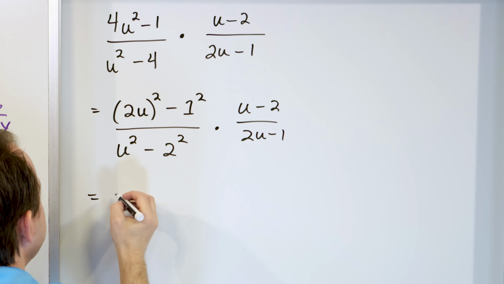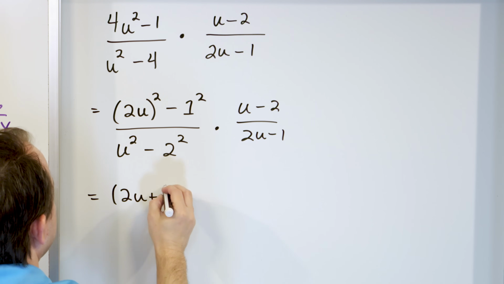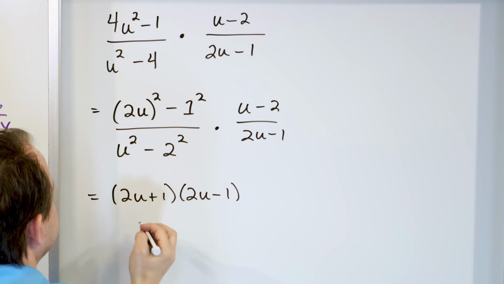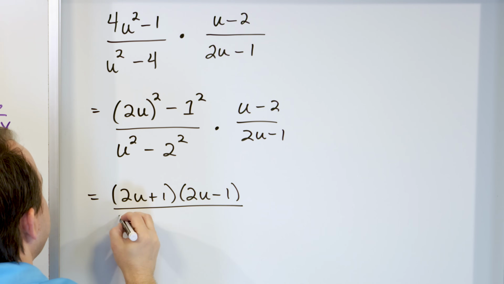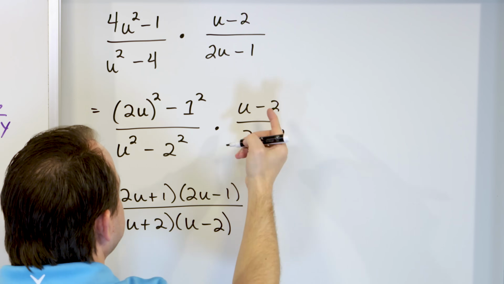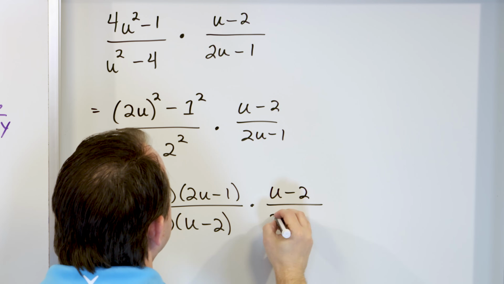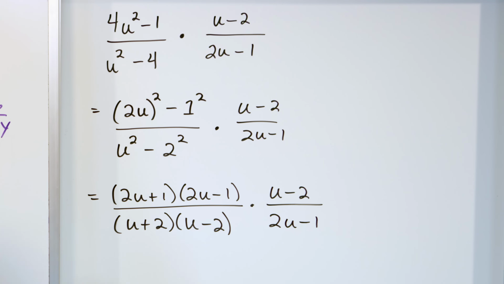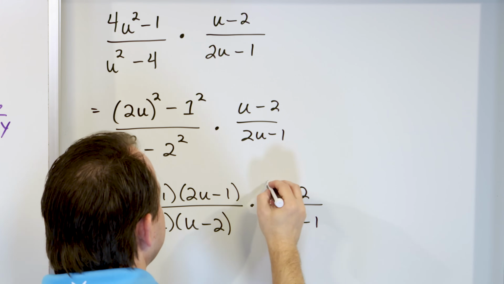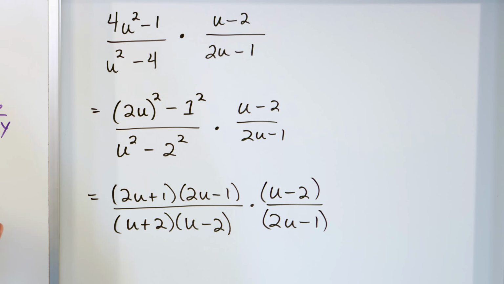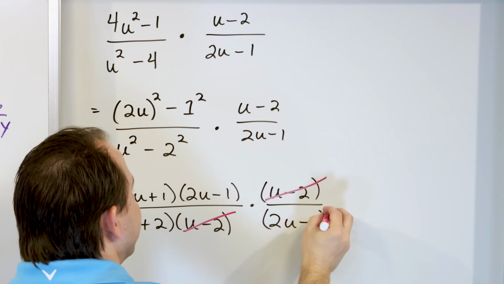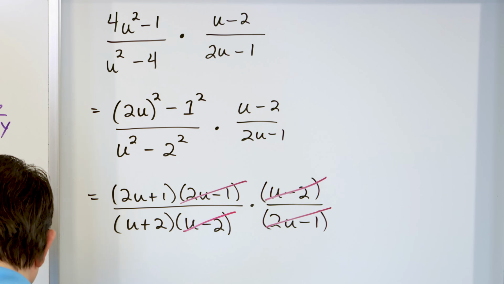Difference of 2 squares, we should know by now, is going to be 2u plus 1 times 2u minus 1. You just take what's in here and what's in here and you add them and subtract them like this. Here, same thing. You have u plus 2, u minus 2. But then you're multiplying by u minus 2 over 2u minus 1. Look at that. I have a u minus 2, a u minus 2, a 2u minus 1, and a 2u minus 1. So I'm going to break my own little rule here this one time because I don't want to rewrite all this stuff again. This will cancel with this. And this term will cancel with this one, right?